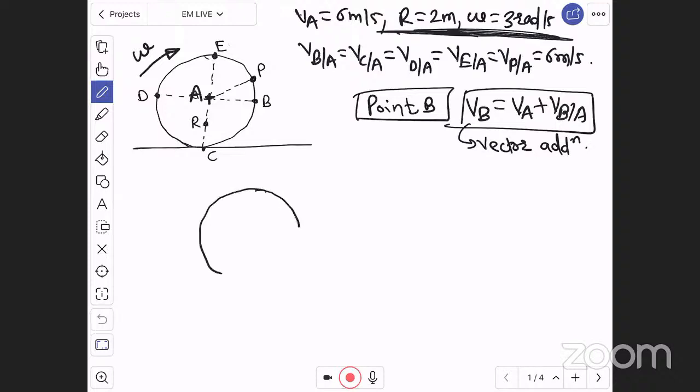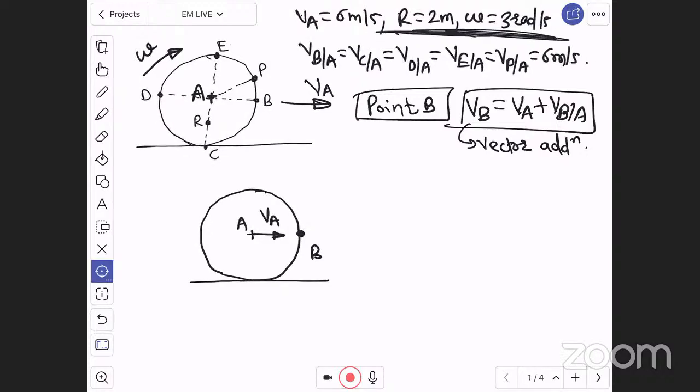Here this is your wheel, right? Here is center A. As the wheel is moving in clockwise direction, definitely because of this clockwise motion, the wheel will go forward. That is, velocity of A will go towards the right side. Therefore, for this wheel, here there is a B point, right?